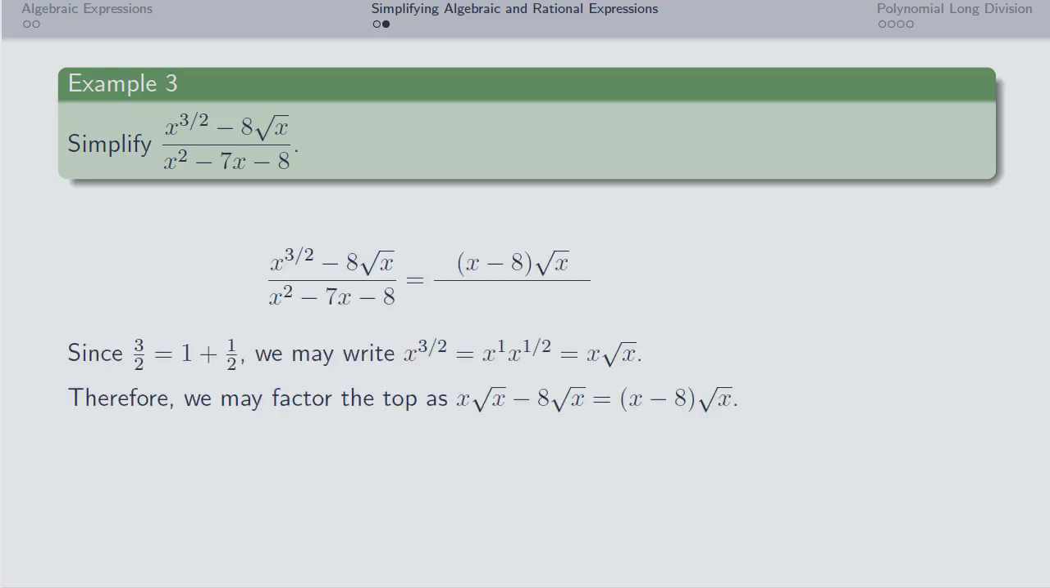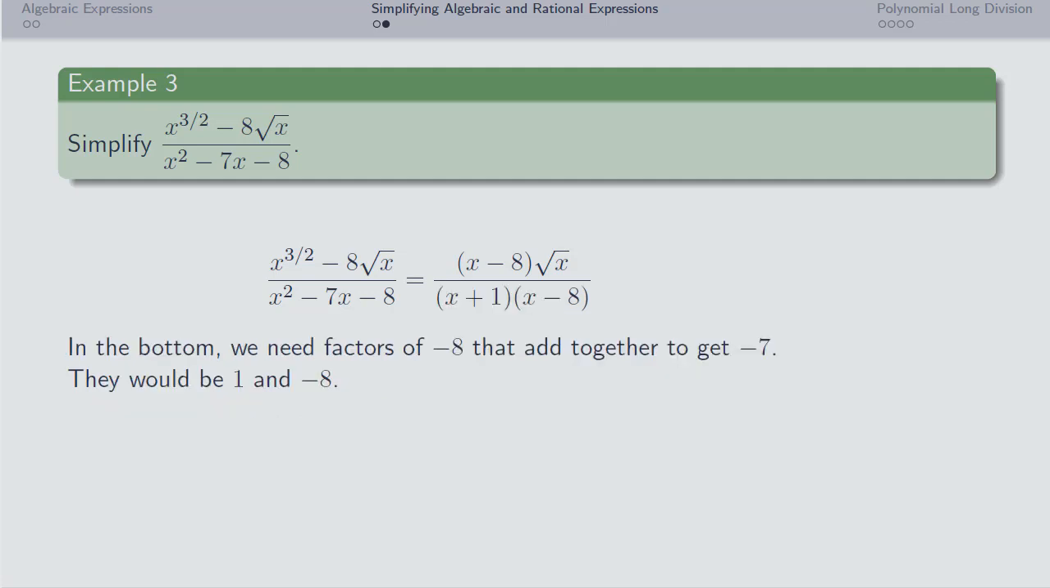If we think about the top, 3/2, that's 1 plus 1/2. So x to the 3/2 can be x to the first power times x to the 1/2 power. So that would be x square root of x. And so the top can be written as x square root of x minus 8 square root of x. I can factor that square root of x out, and I get that the top is equal to x minus 8 times the square root of x.